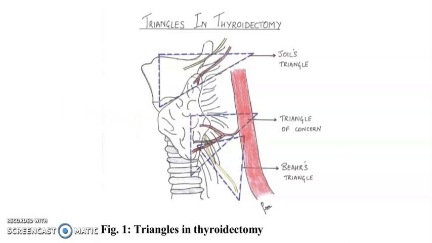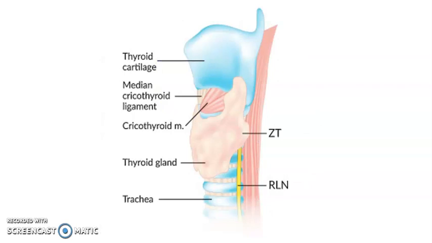Another question that they'll ask is, what is the common site for a recurrent laryngeal nerve injury? For that, we have to know this region. What is ZT? This is the gland, and posteriorly it forms a projection that is called the tubercle of Zuckerkandl. It is in that area that recurrent laryngeal nerve injury is more common.